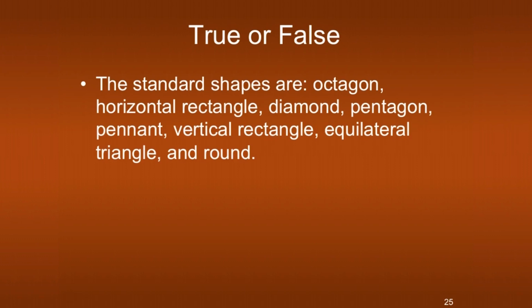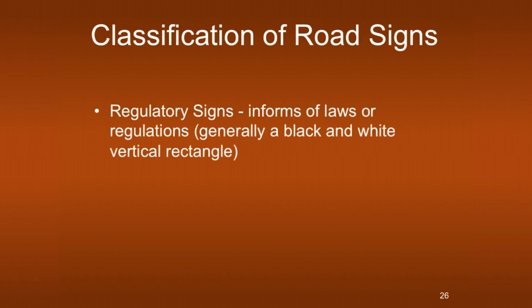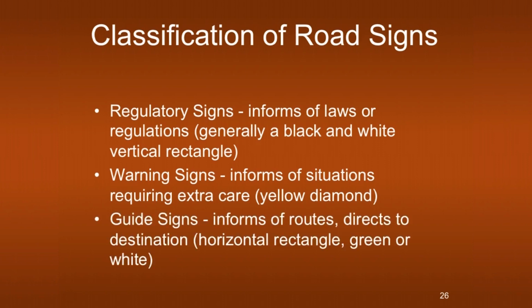Yes, that is correct. Classification of road signs, we generally have regulatory signs. It informs us of laws and regulations. Again, generally those are black and white, and it's going to be on the vertical rectangle. Warning signs inform us of situations requiring extra care. Typically, it's yellow in color and diamond in shape. Guide signs inform us of routes, directs us to destination. Generally, those are going to be horizontal rectangles, and they will usually either be green or black on white.